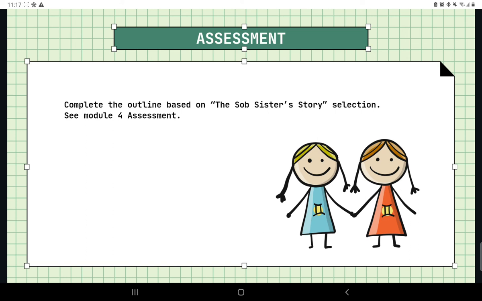Okay? Now, for your assessment, I want you to complete the outline based on the story selection. See module 4 assessment. Nasa module niyo yan. Okay? And then, you can submit it. You can make it sa Microsoft Word or pwedeng yellow paper and then just take a picture and then submit it to me online. Okay?